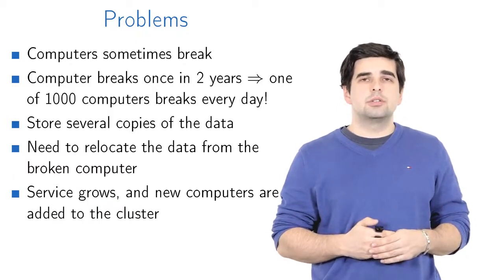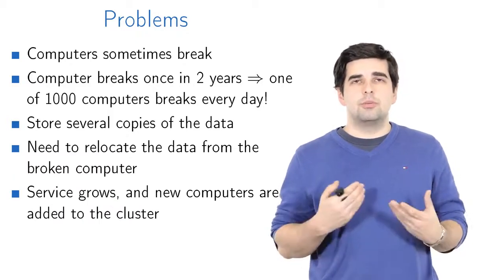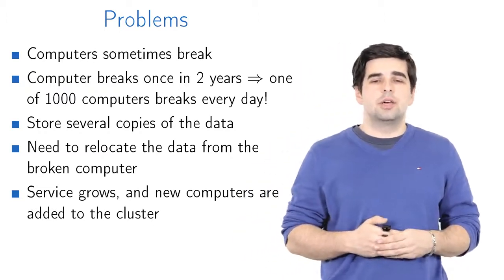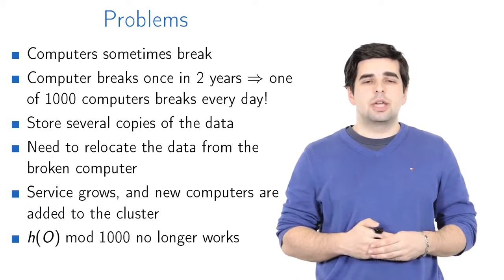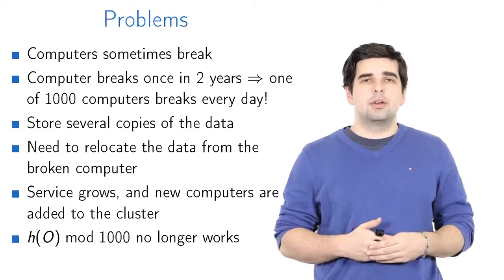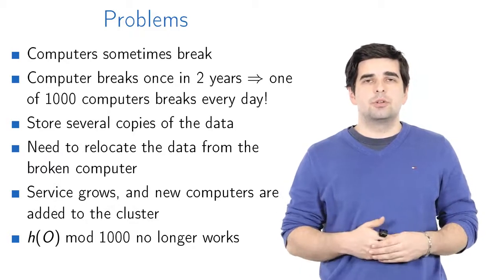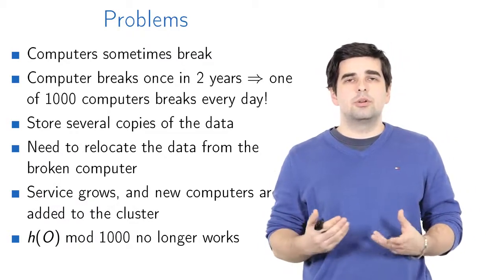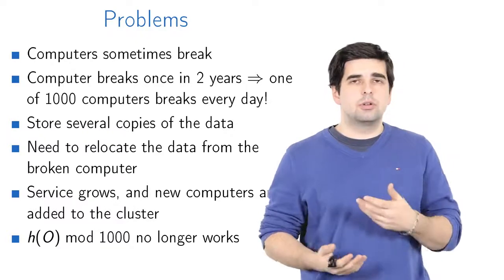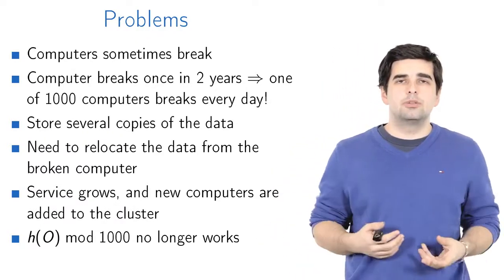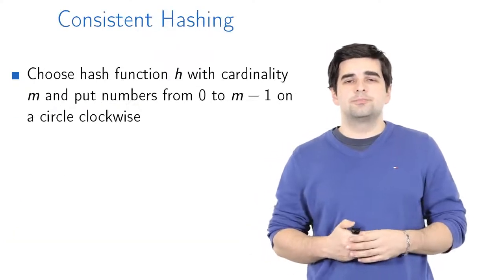Also, sometimes your service grows and you want to buy more computers, you want to reply faster to your clients, and new computers are added to the cluster. And then this formula, take the hash value of the object modulo 1000, and this is the number of the computer on which your object is stored, no longer works, because the numbers of the computers always change: new computers come in, broken computers come out, and so you need something else.